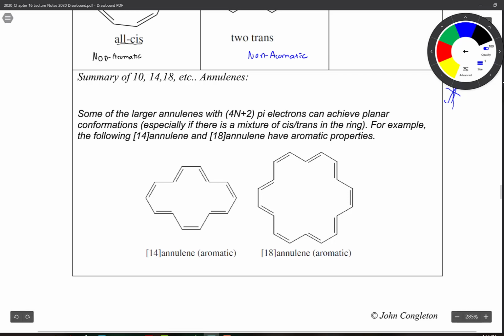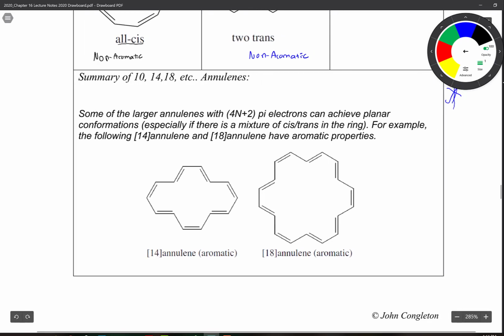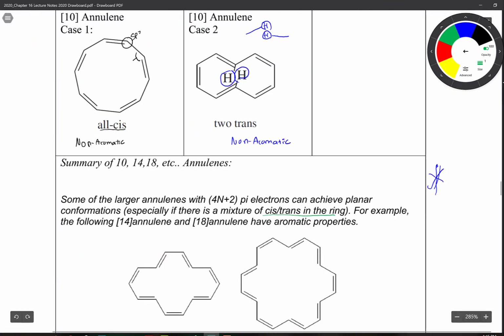If you get big enough, if the number of carbons gets large enough, especially if we have a mixture of cis and trans, right? So if you look at the molecules down below, we have a mixture of cis and trans. We become large enough to adopt planarity, and then we become aromatic. So big molecules like this with cis and trans mixed in can adopt a flat structure. When we get up to the 10-annulene with all cis, it's just not flexible enough.